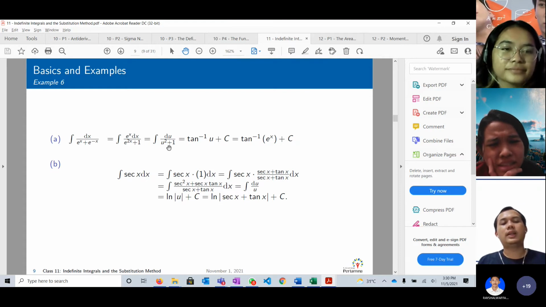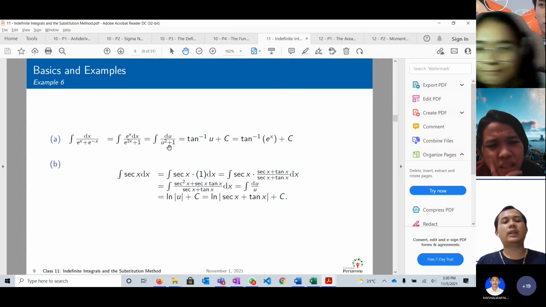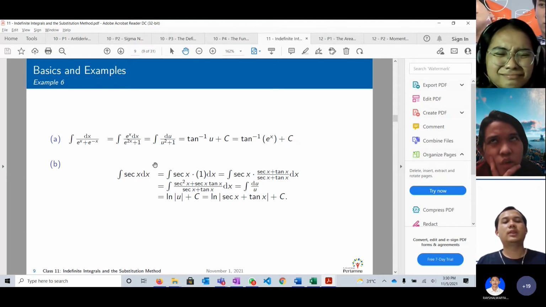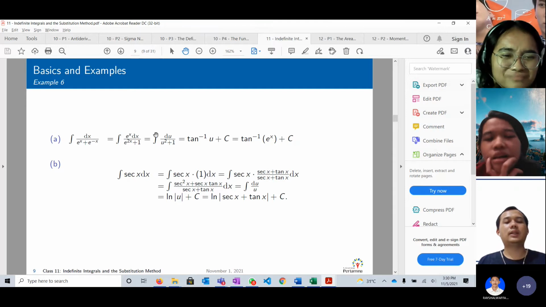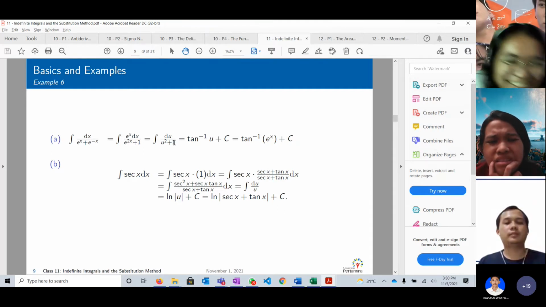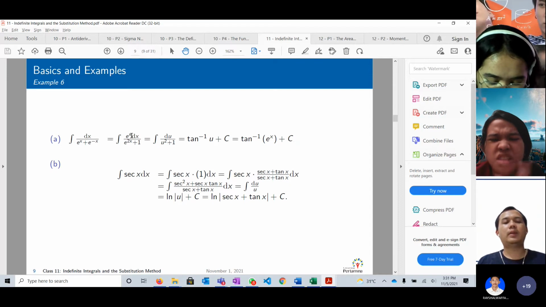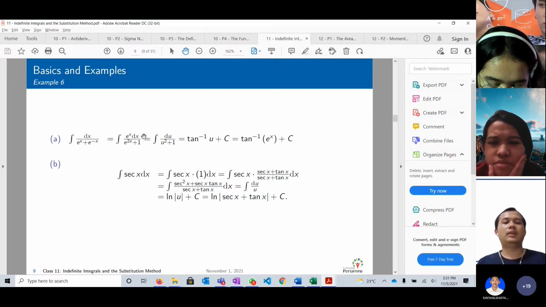Then we let u to be e power x, ya. Kemudian kita misalkan u adalah e pangkat x. Then we have now the integral become like this, ya. Integral of du over u squared plus 1. Sekarang integralnya menjadi seperti ini. Integral du per u kuadrat plus 1. Ya. Why? Because if u is equal to e power x, then du is e power x dx. And e power x dx is du. So we have integral du over u squared plus 1.